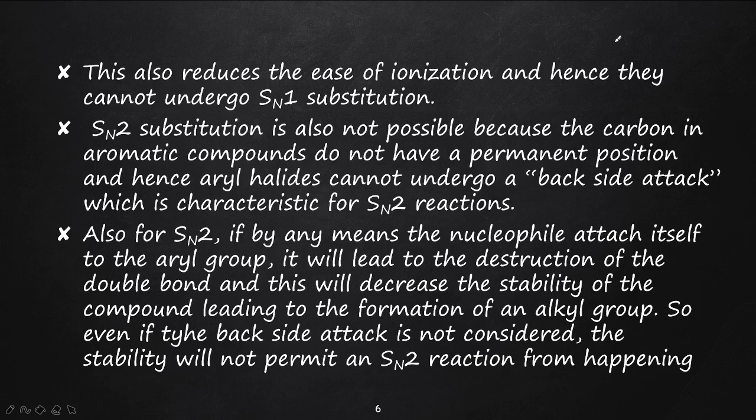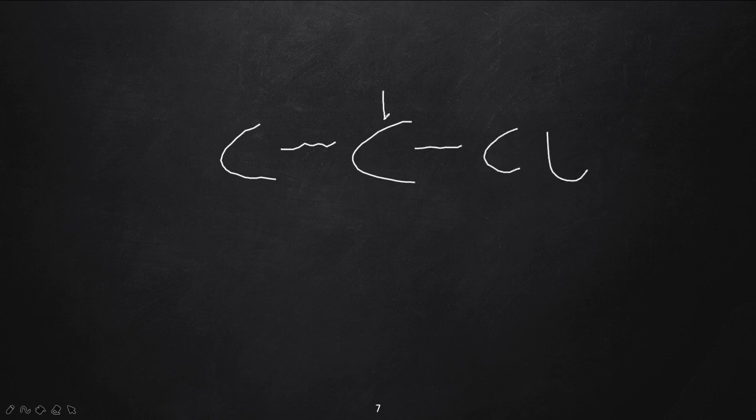Now SN2 substitution is also not possible because the carbon in the aromatic compound does not have a permanent position, and hence aryl halides cannot undergo a backside attack, which is a characteristic of SN2. Let me show you what I'm talking about. Remember, if you watched the last video, I'm sure you understand it better. Let's look at a primary alkyl halide, something simple, like ethyl chloride. So we have something like CC, with the remaining bonds being H.